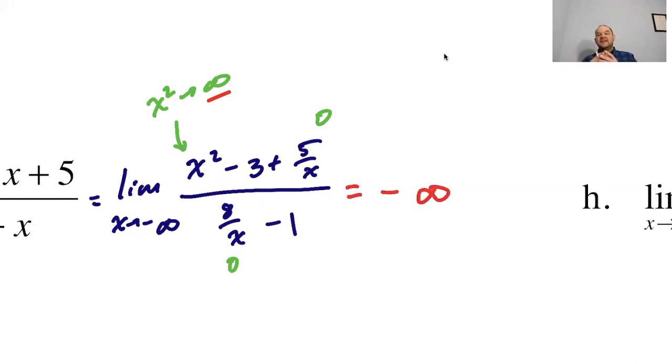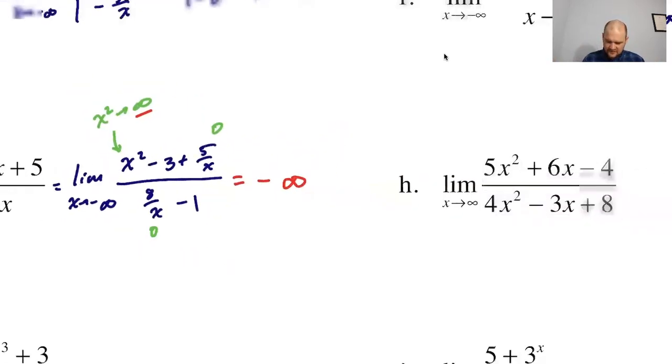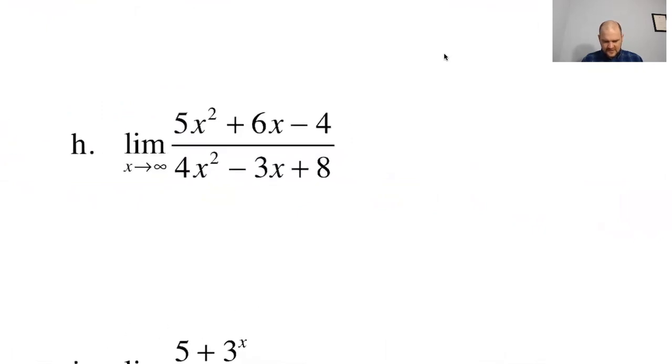Turns out that that negative 1, that like positive 1, negative 1, the denominator, makes all the difference in the world between getting positive infinity and negative infinity, which couldn't be more different. So big deal there. All right, let's see.